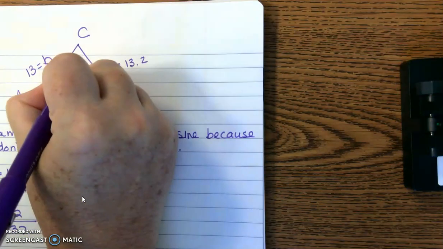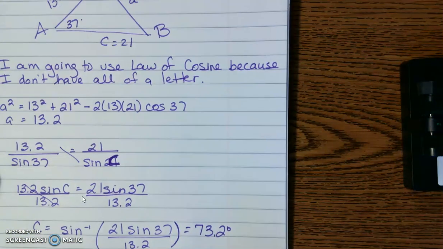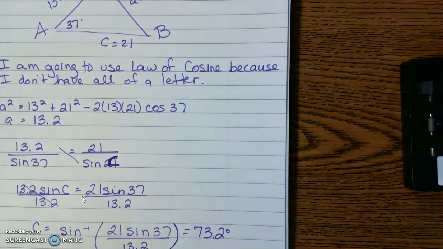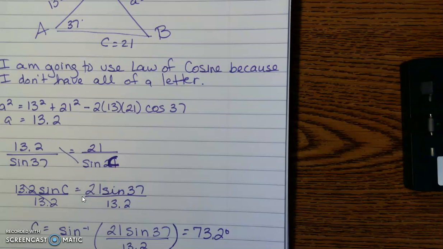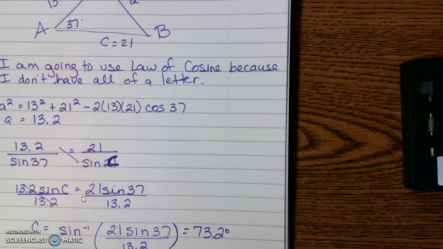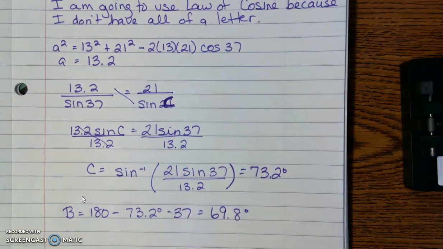Now I know 73.2 degrees. Now that I know two angles, we can use the easy way and do 180 minus 73.2 degrees, and the other angle they gave us, 37. So 180 minus 73.2 minus 37, I got 69.8 degrees. Oops, I am so sorry, I did not realize I was off screen. So there is your other answer. So far, so good.